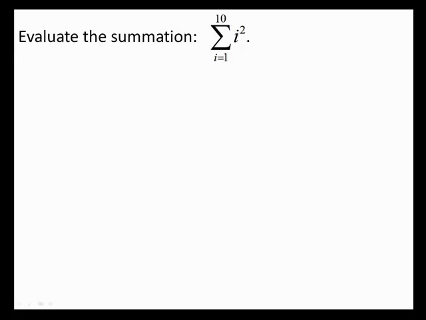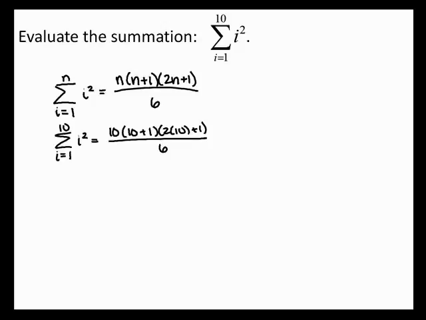Evaluate the summation. The sum from i equals 1 to i equals 10 of i squared. Use the third summation formula. Substitute 10 in for n. Simplify 10 plus 1 and 2 times 10. Simplify 20 plus 1. Simplify 10 times 11 times 21 divided by 6. You find that the sum from i equals 1 to 10 of i squared is 385.